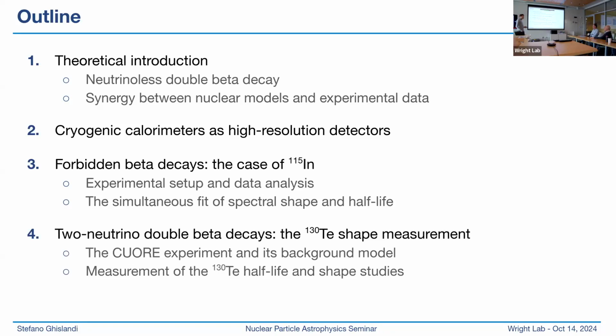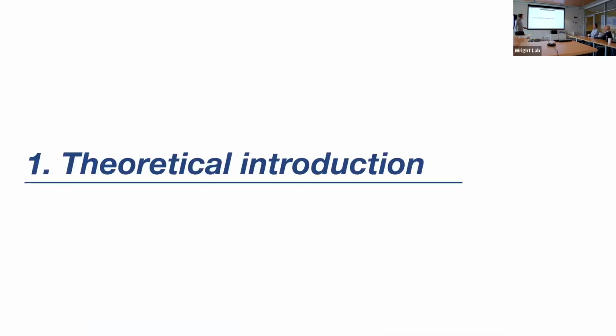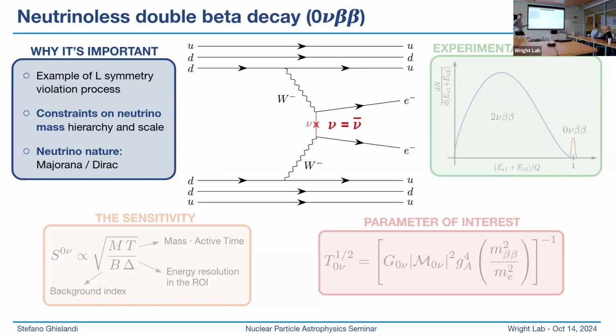Then another example, quite similar. In this case, the measurement of half-life and shape of the two-neutrino double beta decay of tellurium-130. And since this is a quite rare decay, you can easily understand that this measurement is way more complex. This has been done within the CUORE experiment framework that is searching for neutrinoless double beta decay in tellurium-130.